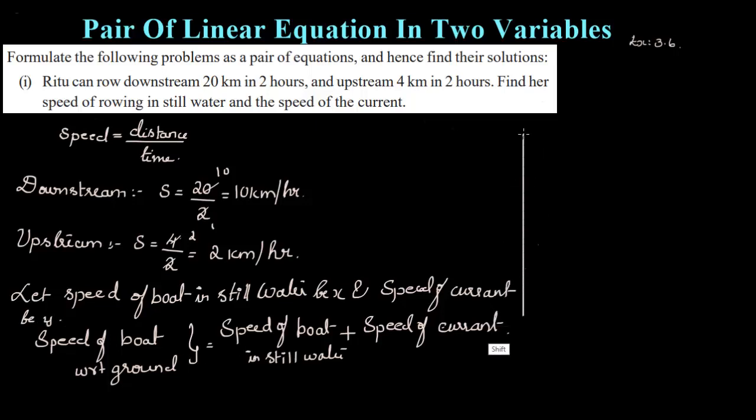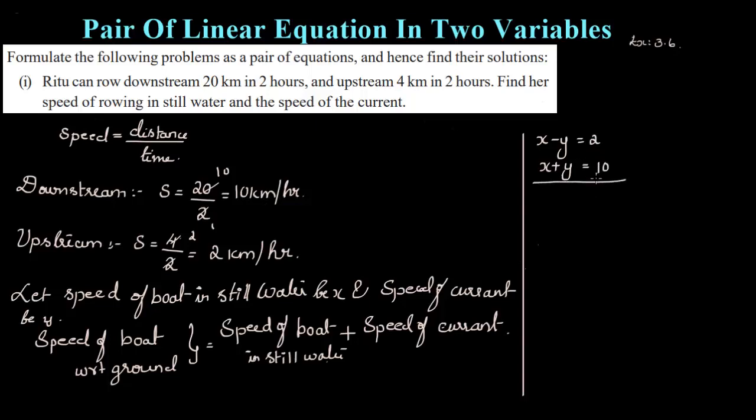Now let us write the two equations. For the upstream condition, you will be having x minus y is equals to the speed that you have got here, that is 2, and for the downstream condition, you will be having x plus y is equals to, what is the speed for downstream? You have got 10. So now let us solve this equation.